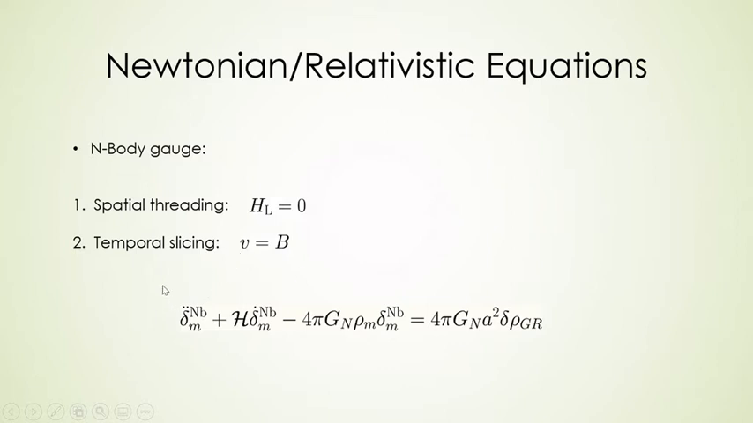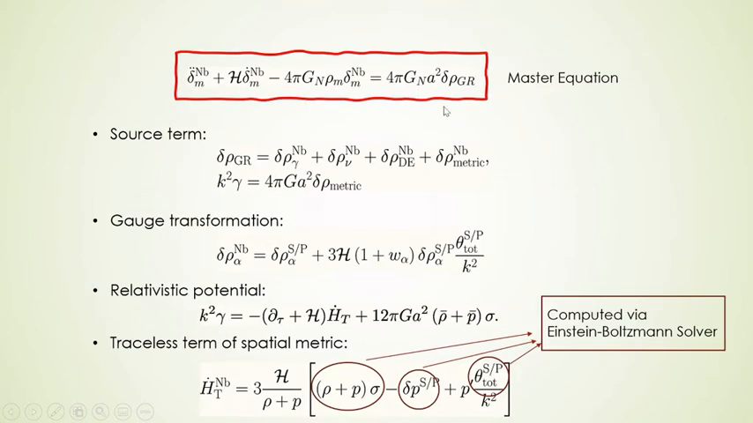By doing so, the relativistic equations of motion assume a very similar form to their Newtonian counterpart, in which the only difference is the source term on the right-hand side. This source term is where the relativistic effects are encoded. The source term is given by the sum of all the density perturbations of the relativistic species, photons, neutrinos, and dark energy, plus an additional term that comes from the metric.